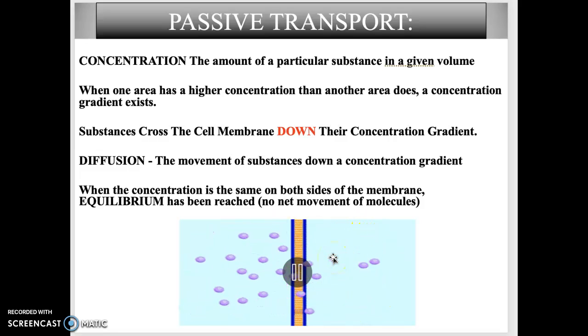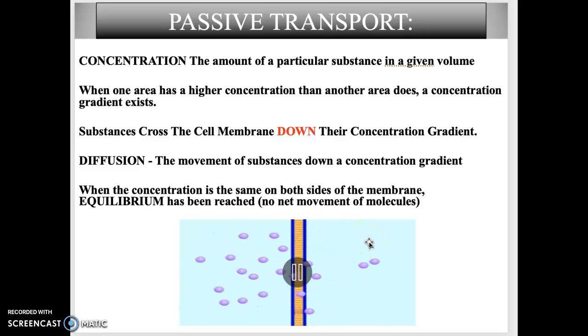You might remember when we talked about oxygen, oxygen is one of those molecules that can diffuse right through the cell membrane. It's small enough that it will diffuse right through the membrane. And if you look at this picture, you can see when the picture starts, there are more molecules on the left-hand side, or outside of the cell, and fewer oxygen molecules on the inside of the cell.